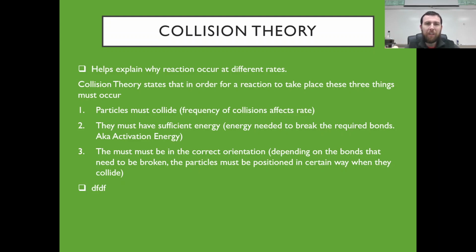And then the third thing that we know has to be true within collision theory, and that helps us frame this, is that the molecules, when they collide, not only do they have to collide, not only do they have to have sufficient energy, but they also have to be in the correct orientation, right? And what that means is depending on what bonds need to be broken, the particles might need to be positioned in a very specific way so that when they collide, it leads to the bonds being broken and the new bonds being formed. And so we're going to dive into those three components of collision theory in more depth here on the next slides.